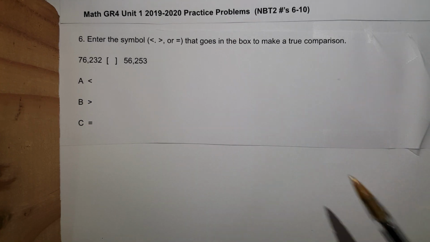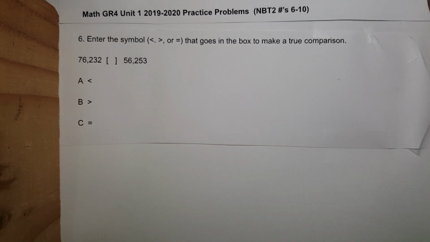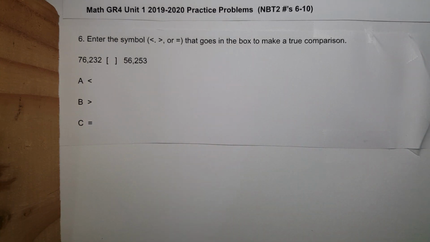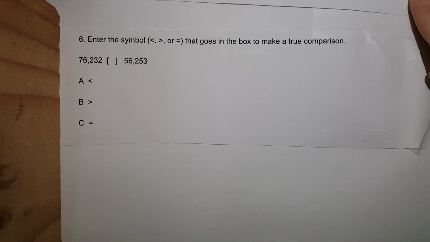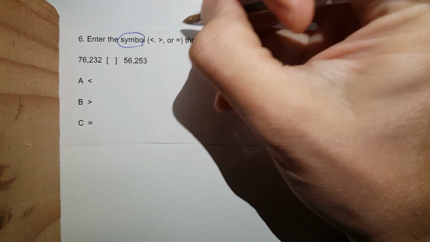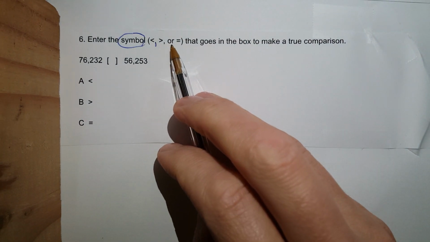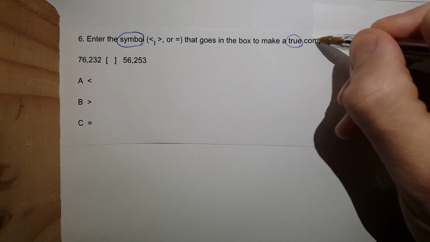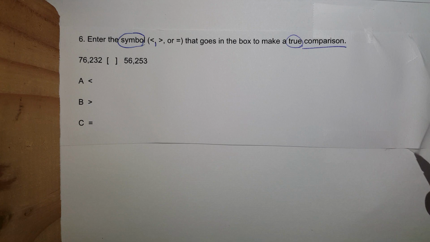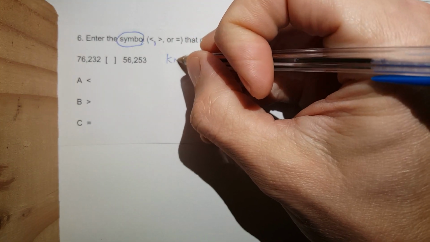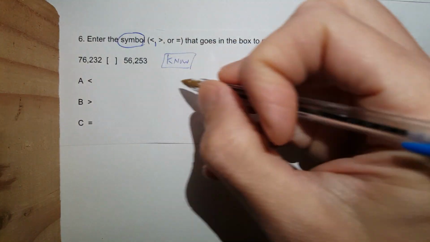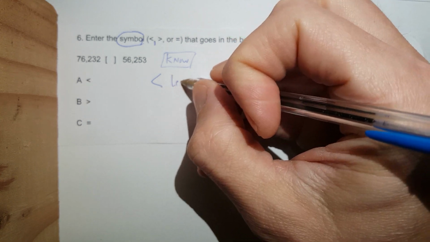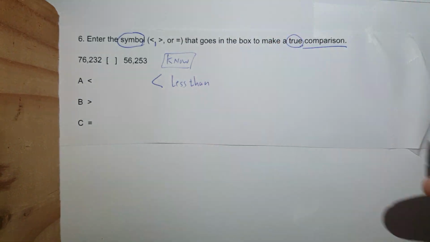Let's go. All right, Math Grade 4, Unit 1, 2019-2020, practice problems. This is number 6. Enter the symbol, this should be a comma, less than, greater than, or equal to that goes in the box to make a true comparison. Okay, first off, let's go to what do I know? Okay, this is less than.